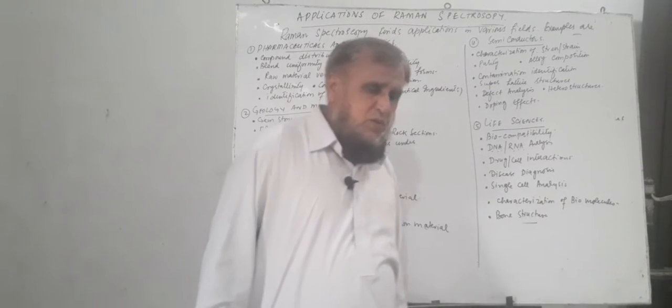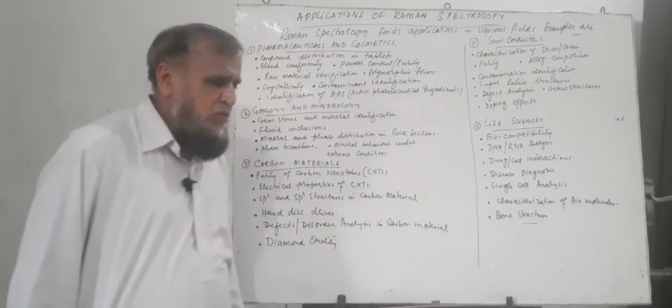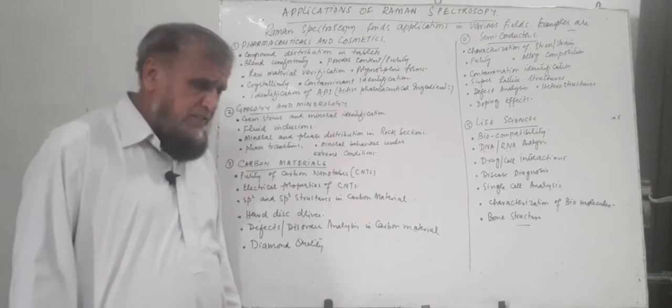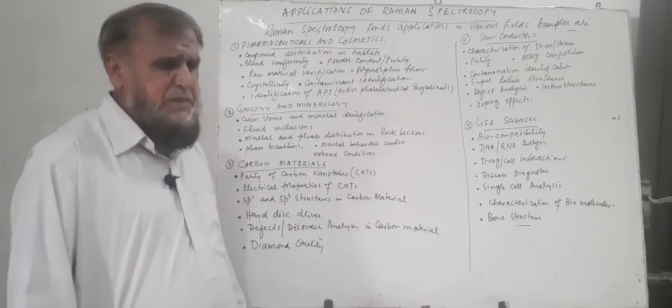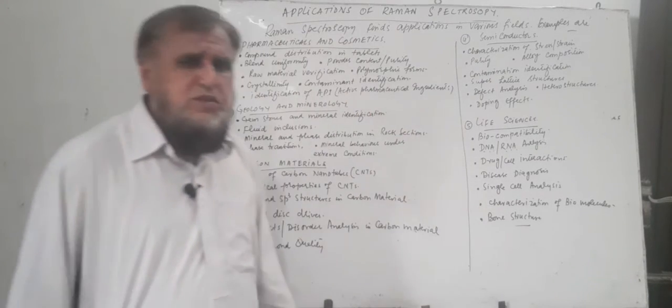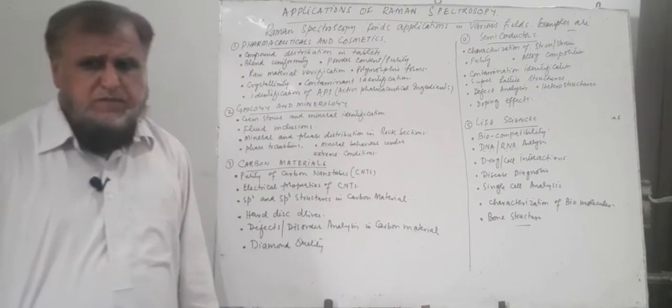Characterization of biomolecules. If we have biomolecules, we can identify whether these are proteins, carbohydrates, lipids, steroids, etc., and we can find out the bone structure by Raman spectroscopy.